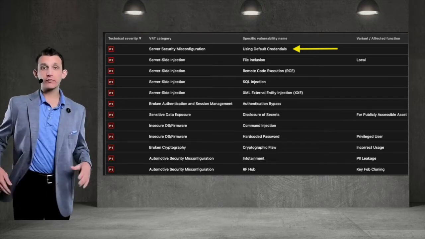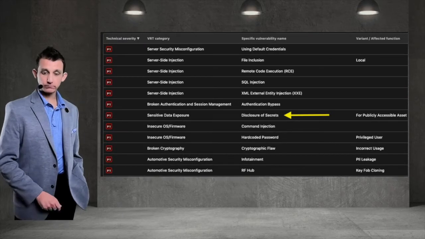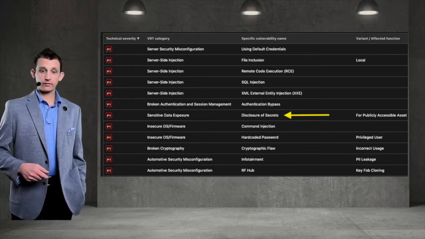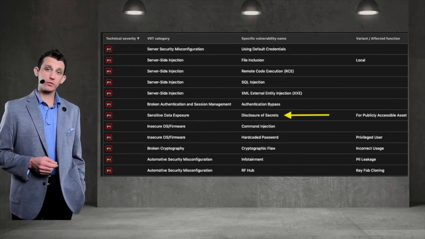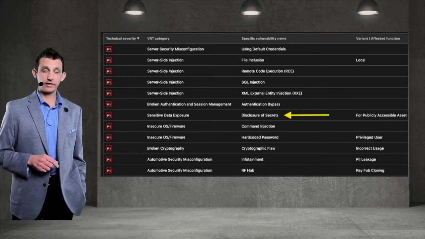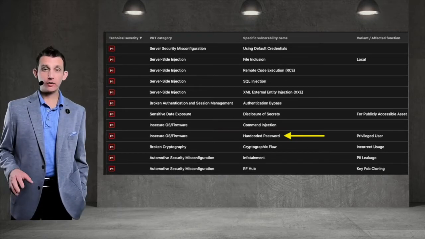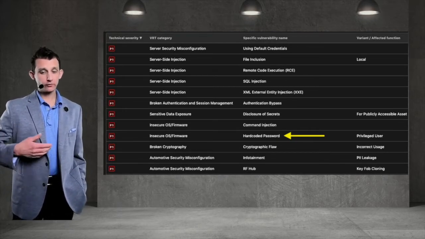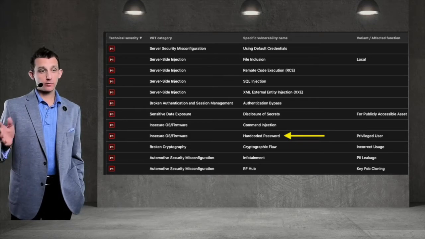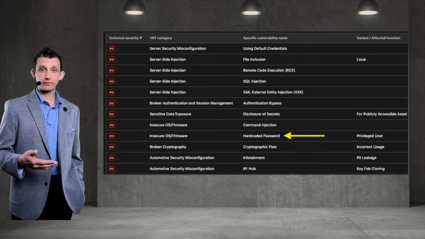So the first one is default credentials. That's where someone has left admin set. Disclosure of secrets. This is where maybe a developer has accidentally published an API key to a GitHub repo or something like that. And hard-coded passwords, similar. Super big no-nos, but also somewhat common, and very impactful.